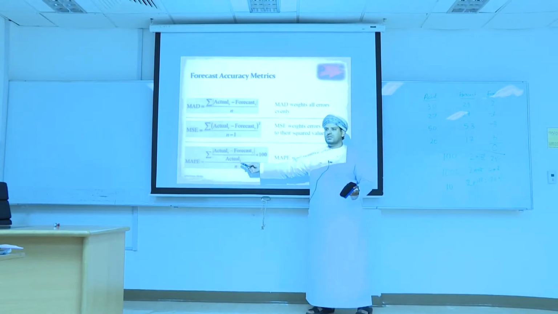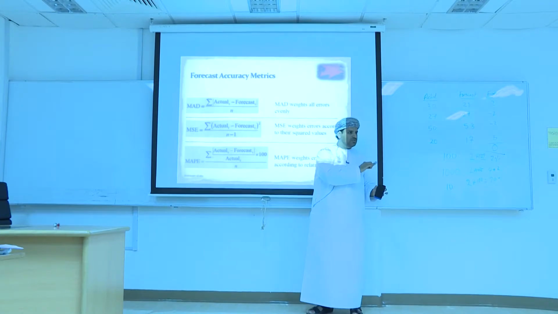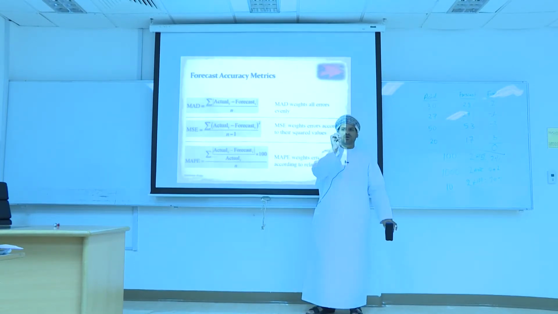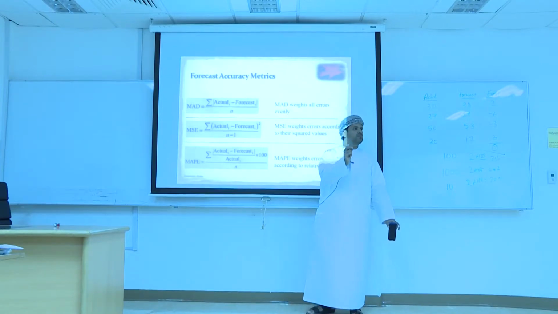Mean absolute percent error. If you have this type of data in your actual data, where between one data point and another there's a change in the scale of the data, then MAPE is a good one because it will get you the exact proportion of error compared to the actual data.